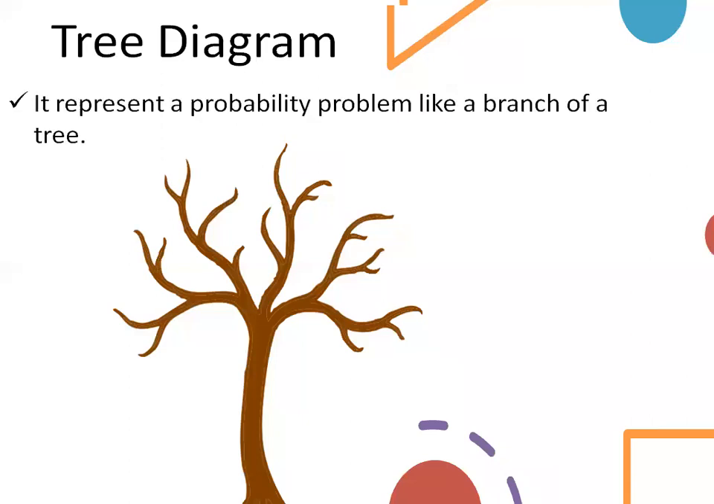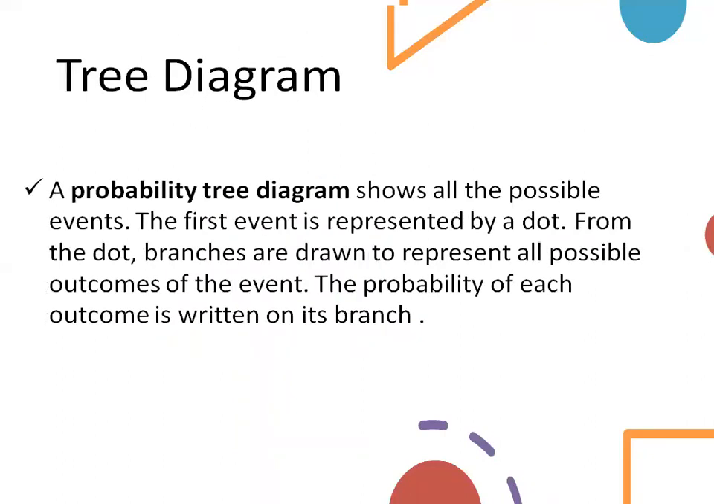So, the tree diagram represents a probability problem like the branches of a tree. A probability tree diagram shows all the possible events. The first event is represented by a dot. From the dot, branches are drawn to represent all possible outcomes of that particular event. The probability of each outcome is written on each branch.